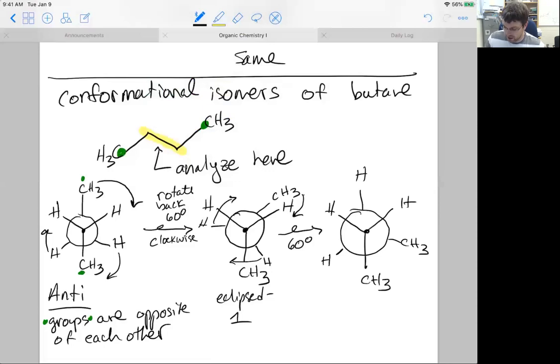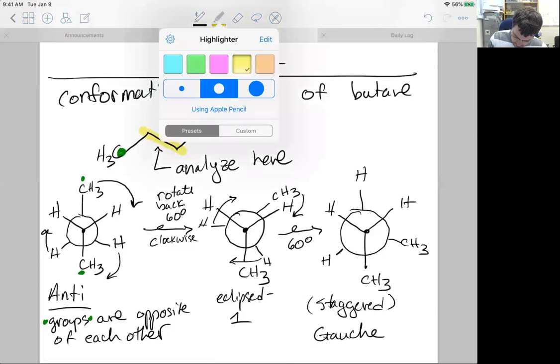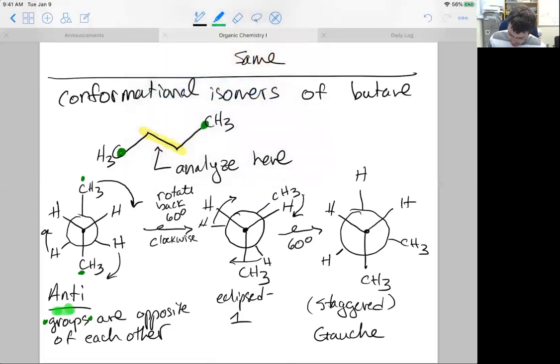This is an important structure. It is staggered. And maybe I would have called the anti-structure the staggered one. It is staggered, but this structure has a special name, and it's called gauche or gauche, depending on who you talk to. So there are some important terms emerging here that we need to take away from this lecture, and that is the idea of anti and gauche.